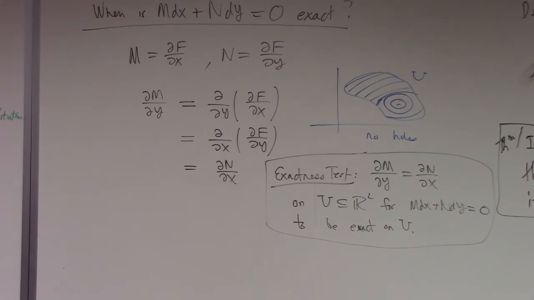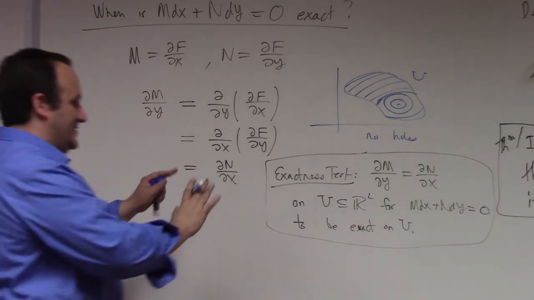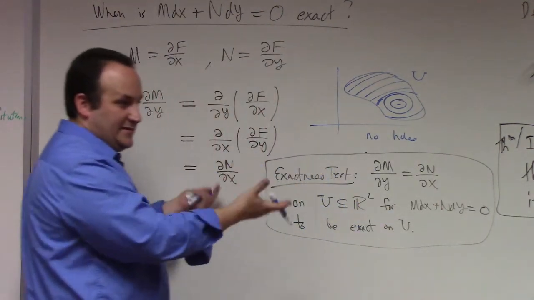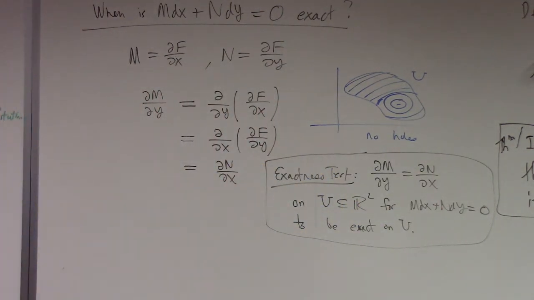So I'm just going to tell you, if you have partial m partial y equal to partial n partial x on a simply connected domain, then it's exact. On the other hand, if you have that partial m partial y is not equal to partial n partial x, game over. It's not an exact differential equation. You got to try one of the other two methods: separation of variables or integrating factor technique, or substitutions.